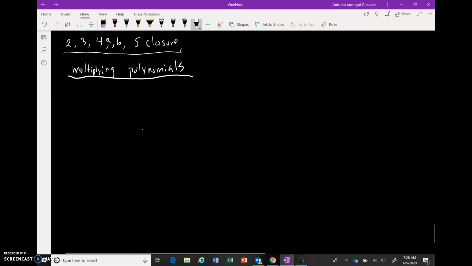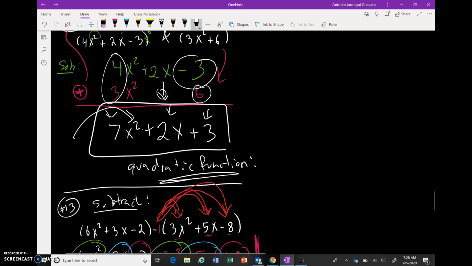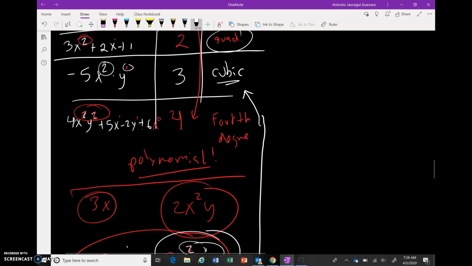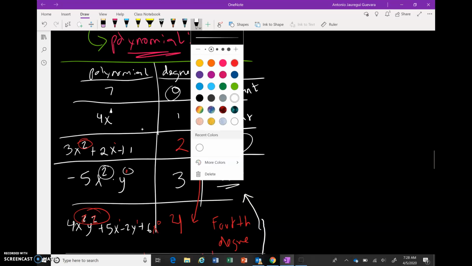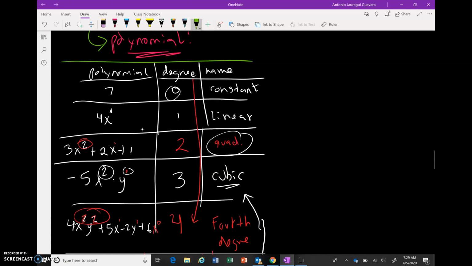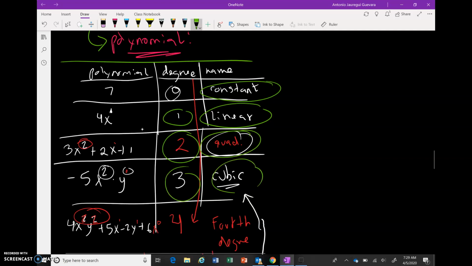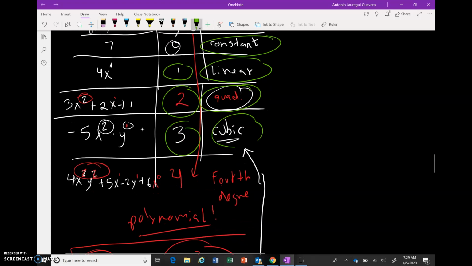So if they have degree numbers, if we have a degree 0, we call it a constant. A degree 1, we call it linear. Degree 2, we call it quadratic. Degree 3, cubic. And anything that has a degree 4 or higher, we just call it a 4th degree polynomial, 5th degree polynomial, 6th degree polynomial, 7th degree polynomial, and so on.